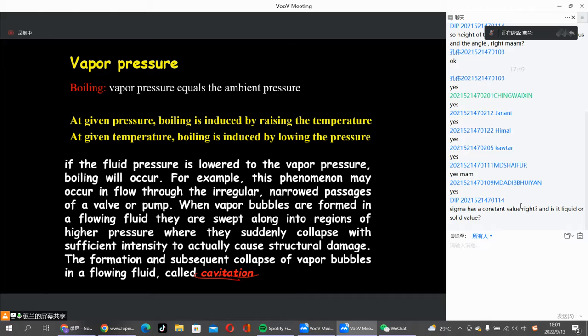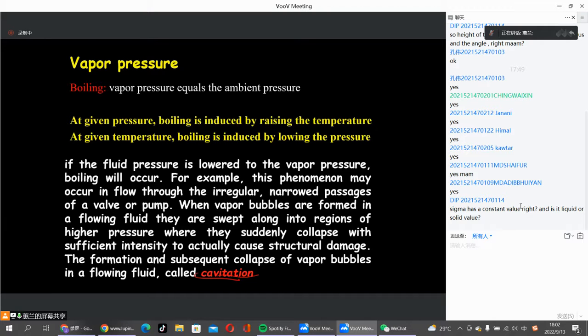At a given pressure, boiling is induced by raising the temperature, because we know with the temperature, the water molecule forces will drop, and that's why the water molecules can go to the air. So that separation can happen. At a given temperature, boiling is induced by lowering the pressure. That's why we always say if you go to Tibet, which is at a much higher altitude than Chengdu, you can only use high pressure utensils to cook, otherwise the rice cannot be eaten. So this is the vapor pressure.